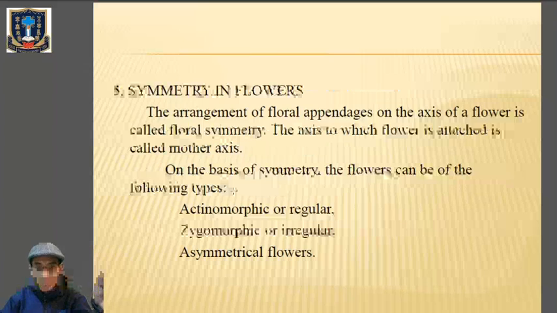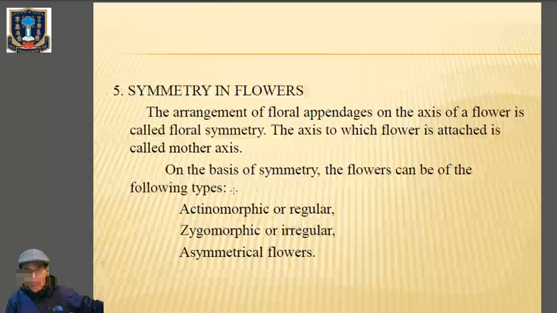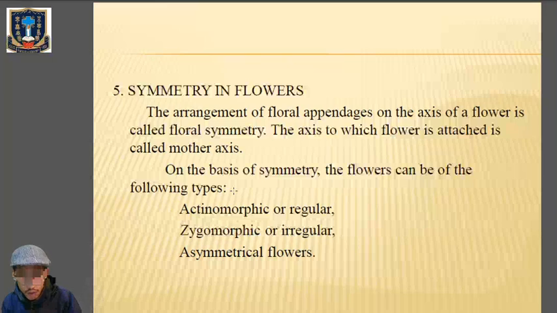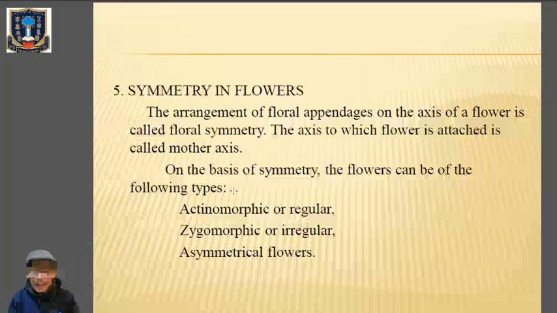Okay, next one we'll talk about symmetry in flowers. We have learned about symmetry in animals. If you remember, radial symmetry, bilateral symmetry. Okay, similarly here also we have symmetry in flowers. We will find the arrangement of floral appendages on the axis of a flower. Depending on that, we have 3 types of flowers: actinomorphic flower or regular flower, zygomorphic flower or irregular flower, and asymmetrical flower. Like asymmetrical animals, we have asymmetrical flowers.